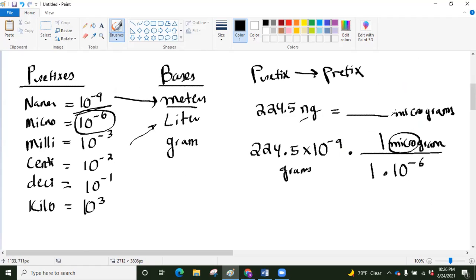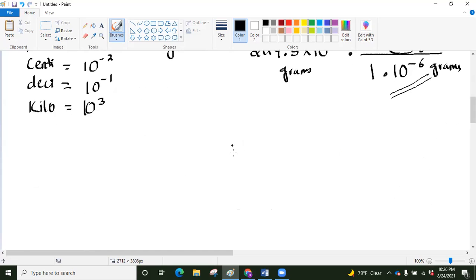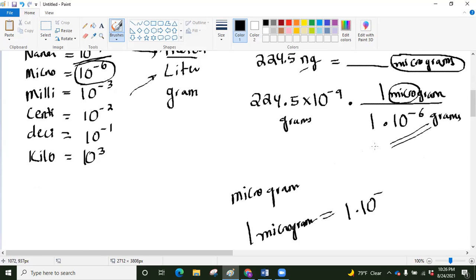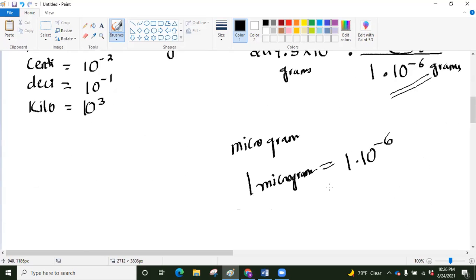And so what you're saying is, okay, you know how much 1 microgram is in terms of grams, right? Because I said that if you have a microgram, then 1 microgram is essentially equal to 1 times 10 to the negative, and then the amount that micro would be, which would be -6. 1 microgram is equal to 1 times 10 to the -6 grams.